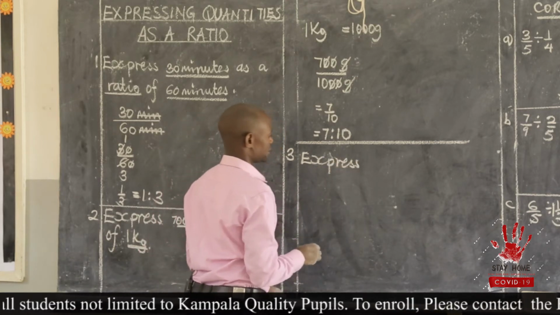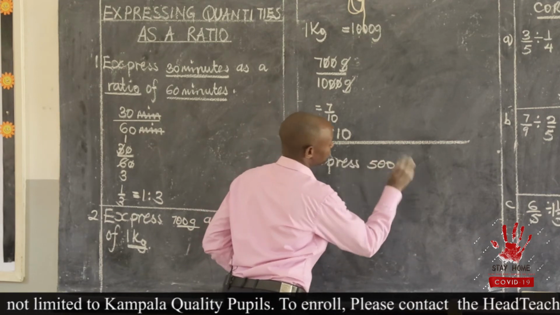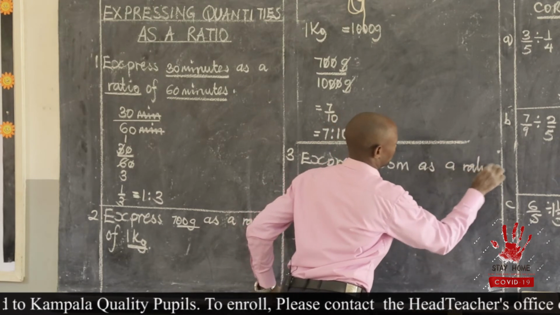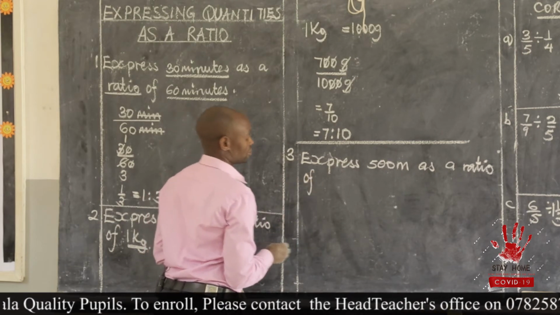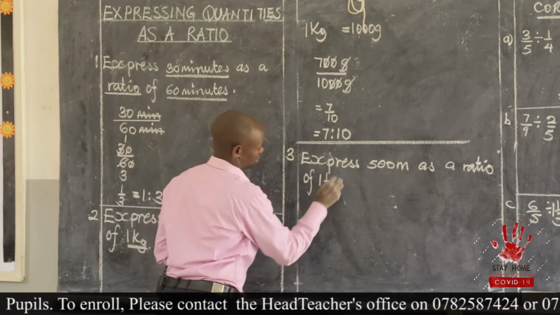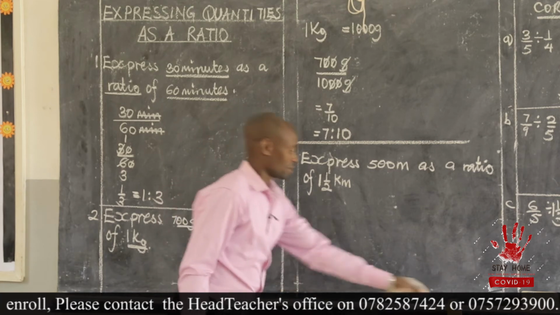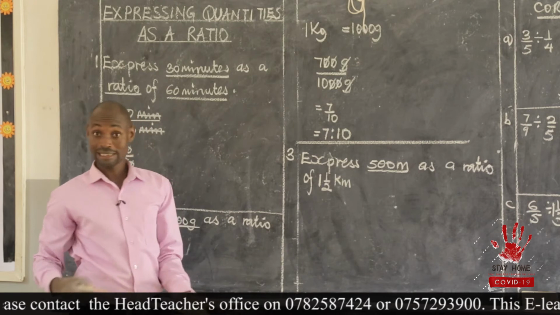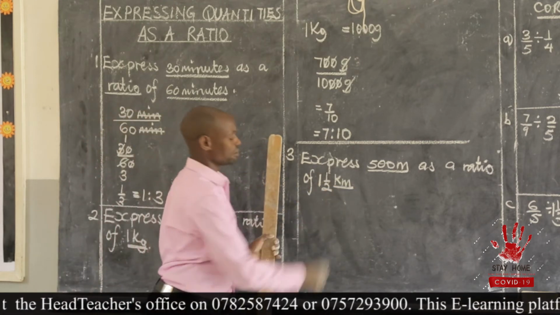So we are expressing, and what are we expressing? We are expressing 500 meters as a ratio of 1.5 kilometers. You see? What are we expressing? We are expressing 500 meters, but as a ratio of what? 1.5 kilometers. Do we have the same units?